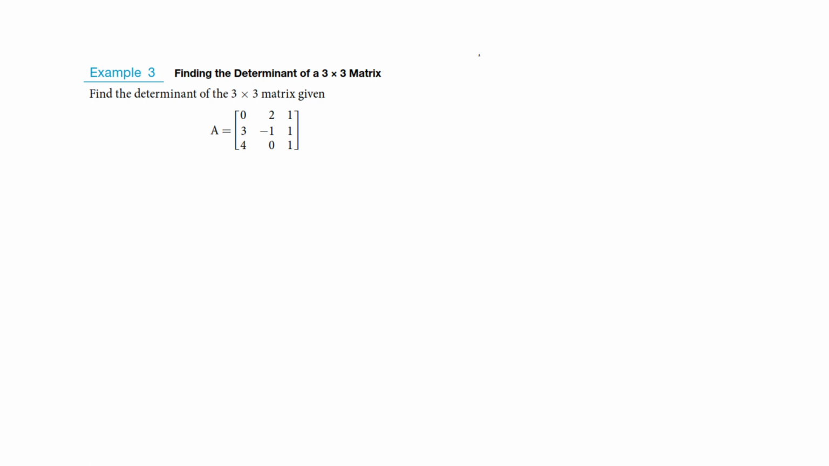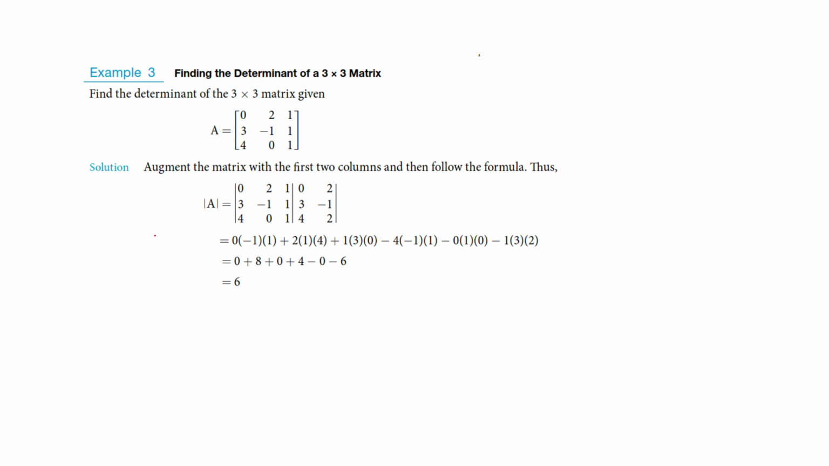But when we do it for a 3 by 3, we're going to need these diagonals, and it's not so simple. So what we do is we're going to repeat the first 2 columns. We're going to add them on. Look how they've augmented the matrix by adding the first 2 columns again.